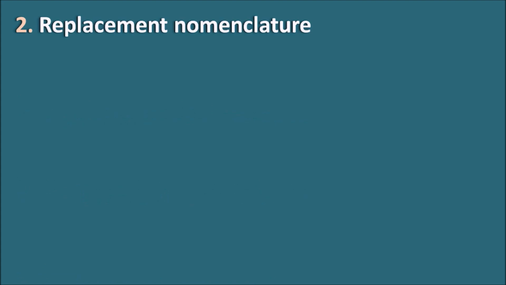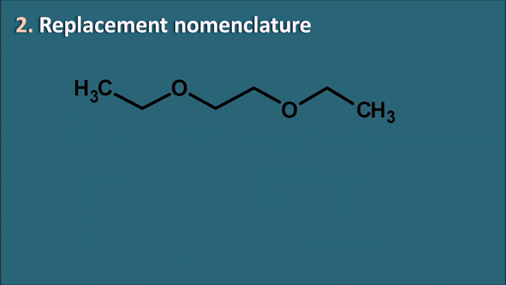Now let us go with the second type of nomenclature, replacement nomenclature. In order to understand this nomenclature, let us start with the simple compounds. Now let us take a compound which is having the two oxygens within the chain. So how can we give the name for this compound?